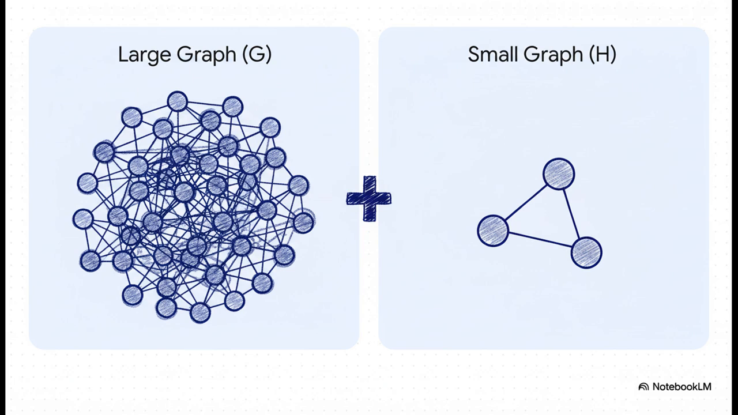So the magic of the Zig Zag Product, the secret sauce, comes from combining 2 very different kinds of graphs. First, you've got the large graph. We'll just call it G. It's huge, it's messy, it's complex, it's got a high degree, which just means that every point or node is connected to a ton of other points. Then, on the other hand, you have the small graph, H. It's simple, it's tiny, and it has a low degree. Each point only has a few connections.